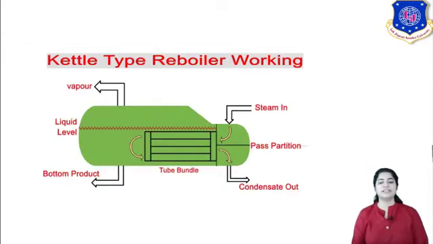You can see it is a horizontal arrangement. Your tube bundle, through which your heating medium, which is steam, is passed, and via that heating medium your bottom product is reboiled. You can see vapors are taken out and sent back to the main column.